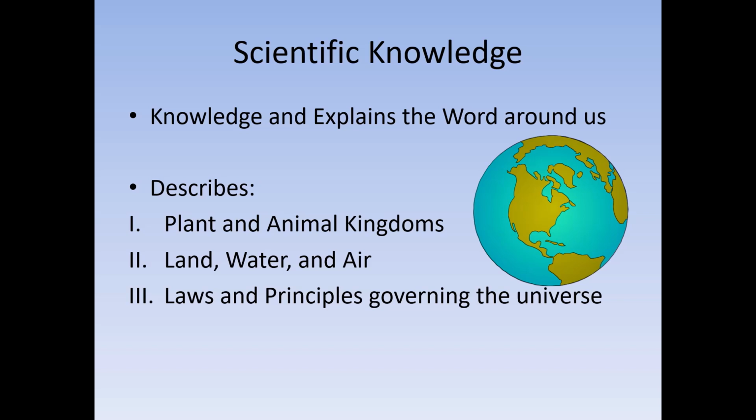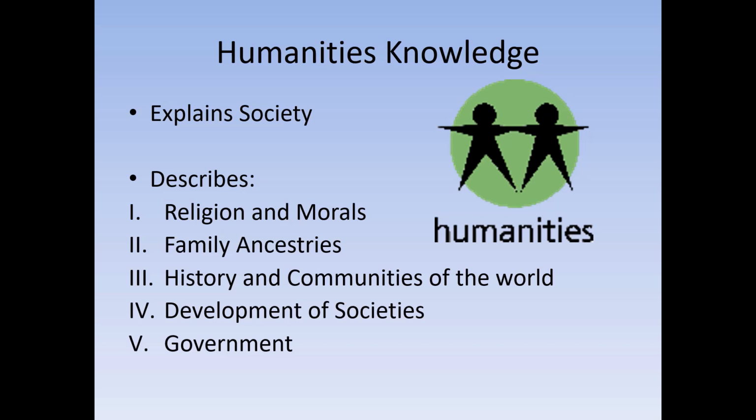And then you have humanities knowledge. Humanities knowledge, this is what you do in social studies. So it explains society, people's religion and morals and their values. It also explains family ancestries. Where's your family from? How did you become who you are? What influences those things that caused you to become who you are? Okay?